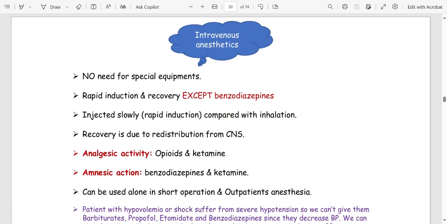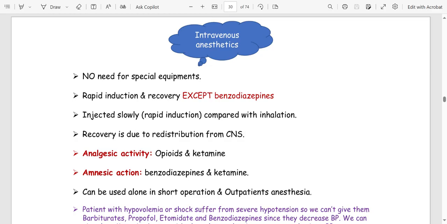So those we've discussed are the inhalational anesthetics, but for the intravenous anesthetics there's no need for special equipment really, because you are just infusing in a cannula or putting in blood. So there's rapid induction and recovery, except the benzodiazepines. They take a bit of time, and you inject these ones slowly, compared with inhalation ones.